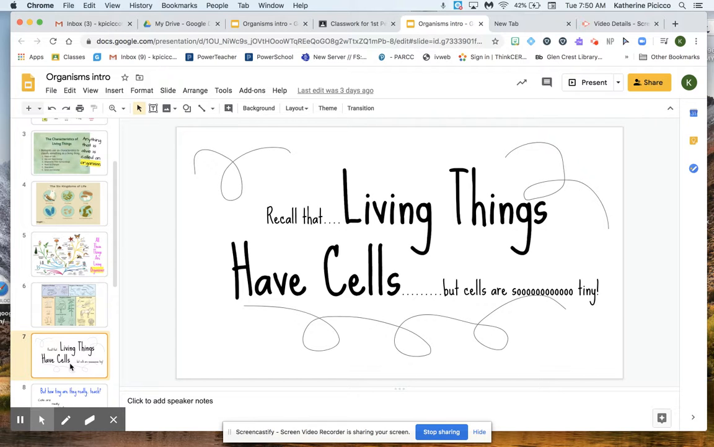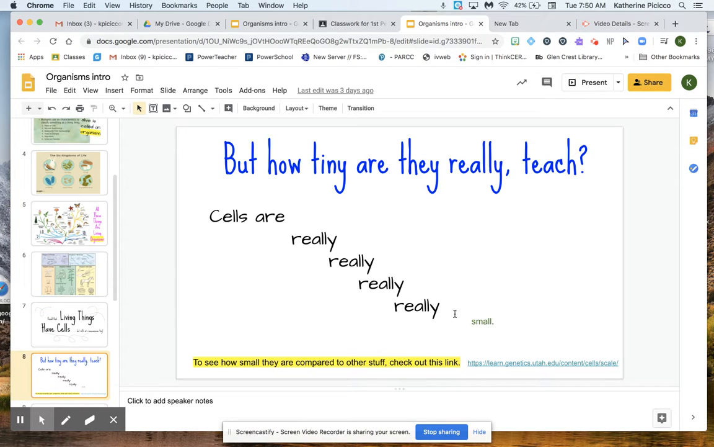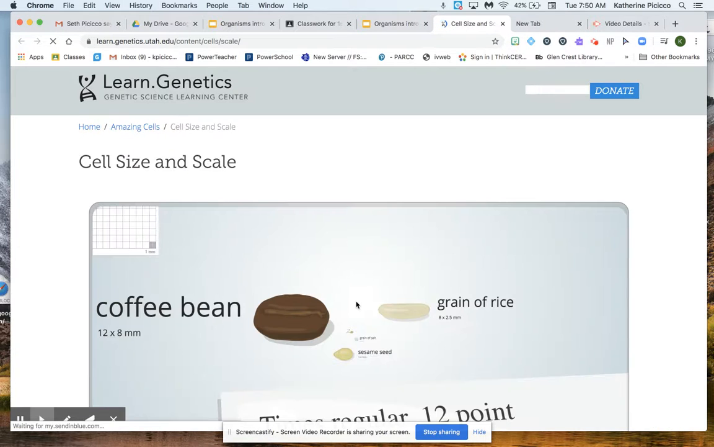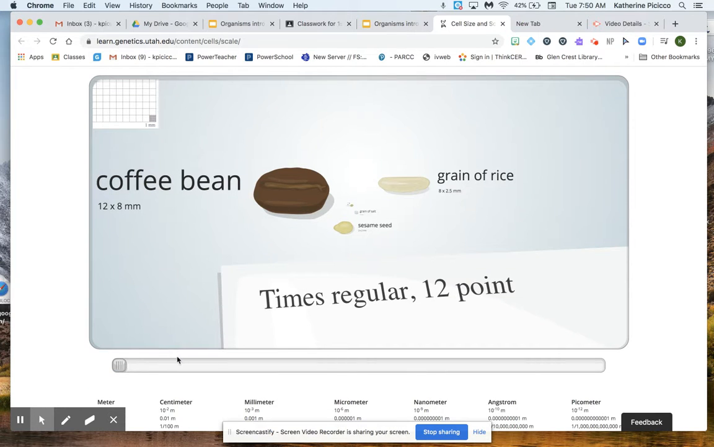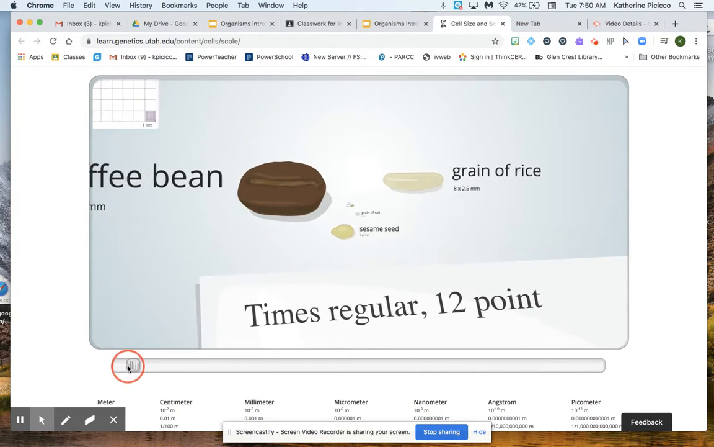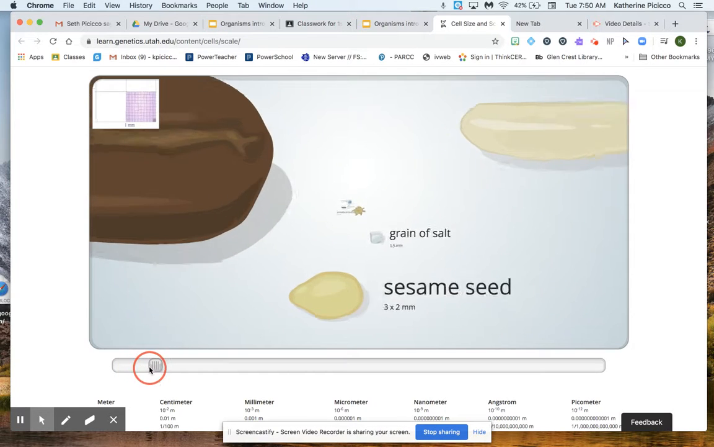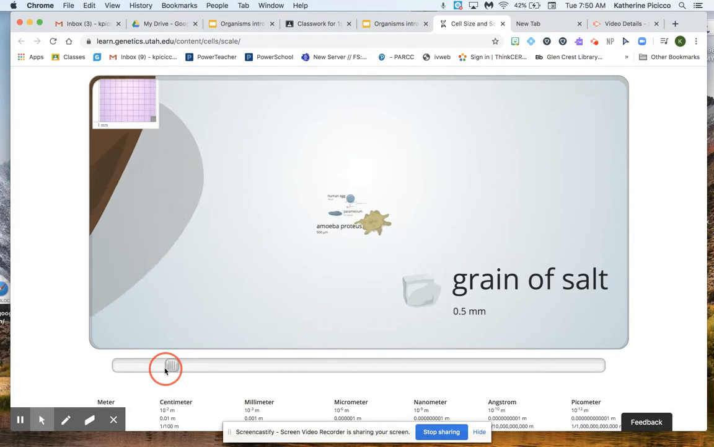Well, if you go down to the next slide and we go down to cells, there's this link here, and I want you to check it out on your own, but I'll show it to you a little bit. You're going to click on it, and it's going to take you to this size and scale website. It's kind of cool because it starts off by saying, okay, here's 12-point font. Here's what a coffee bean size would be. And then you're going to take this scroll at the bottom and move through, and it's going to take you all the way to the size of a cell.